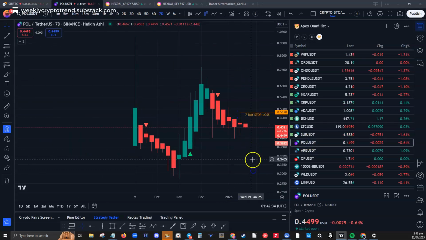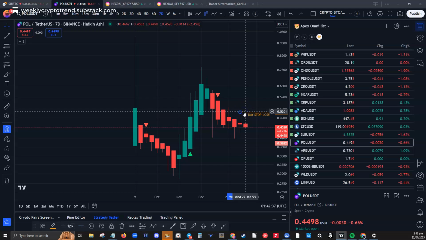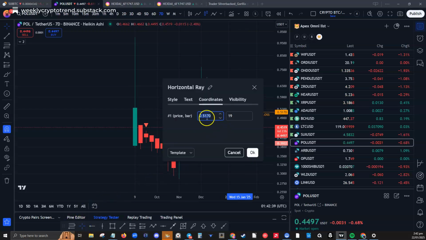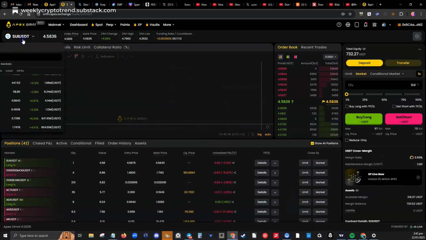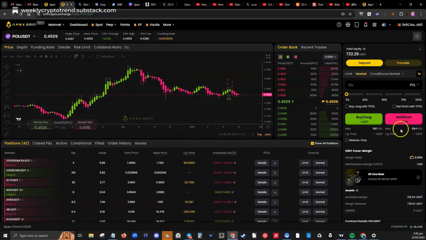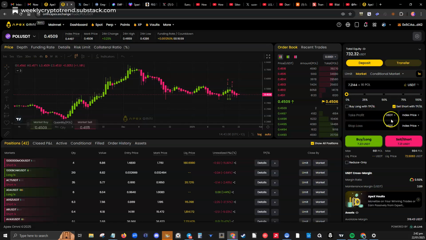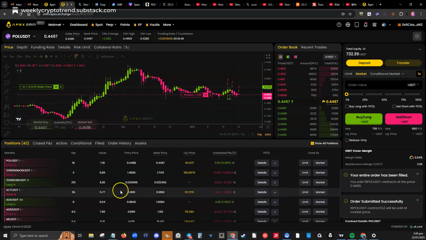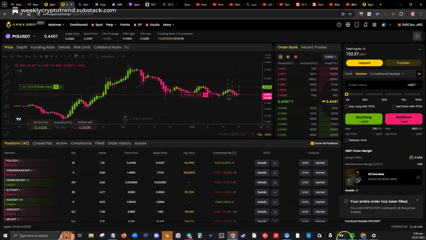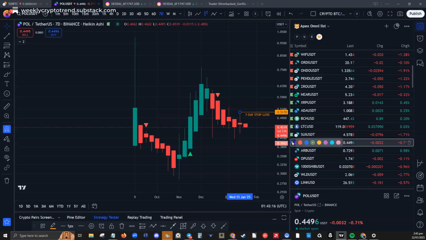Polygon is a current short. We're going to move our stop a bit wider. So short Polygon. So there's Polygon there. We don't have the current position, so 1x. Sell short. There you go, that's done. $7 position, that's perfect. So that was a short.